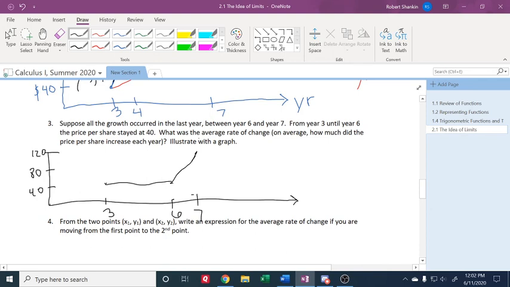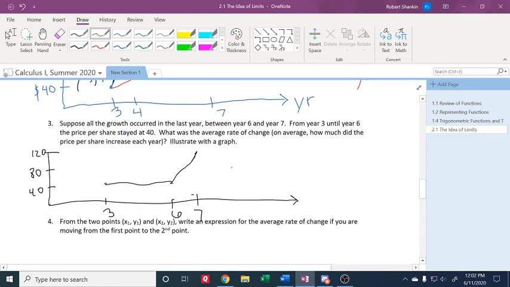Okay, so let me ask group 4, what'd you get for this one? Would it just be the same way you did it for the last one? So would it be like 120 minus 4? And then 6 minus 3? Okay, and then what's the final answer that you got? 80 over 3?